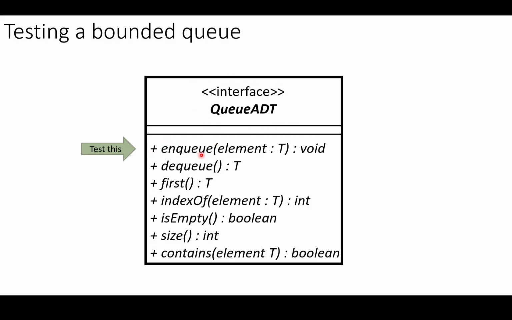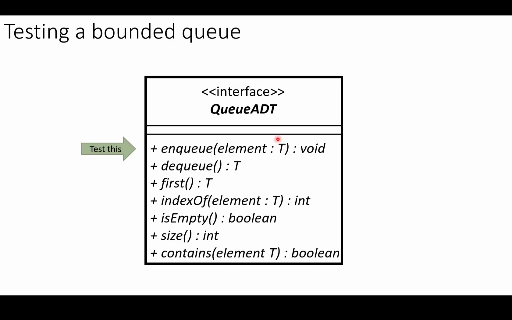So the Enqueue method is to insert something into the queue. I can take something out. I can ask what is the next element in the queue. I can ask how far into a queue is an element. Is the queue empty? What is the size of the queue? And does the queue contain the element that I'm asking for? Element T, I'm missing a colon here.